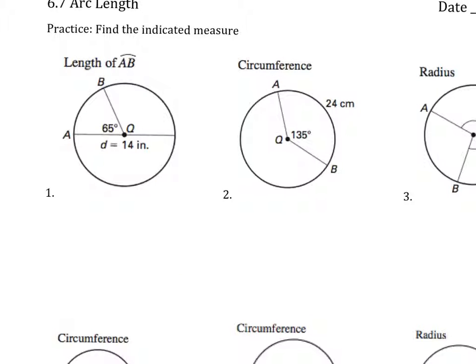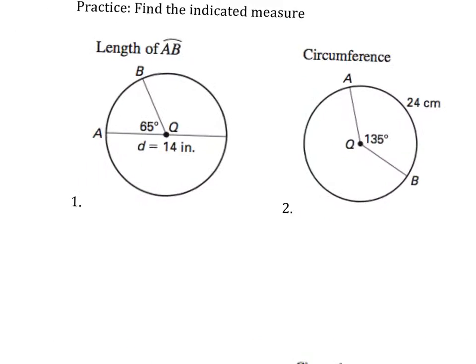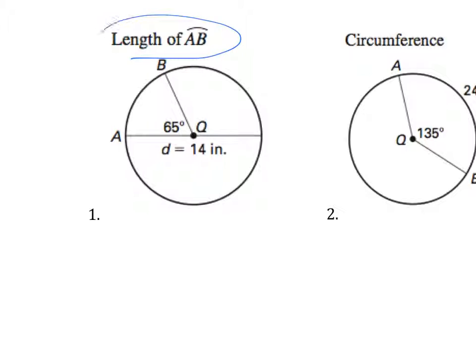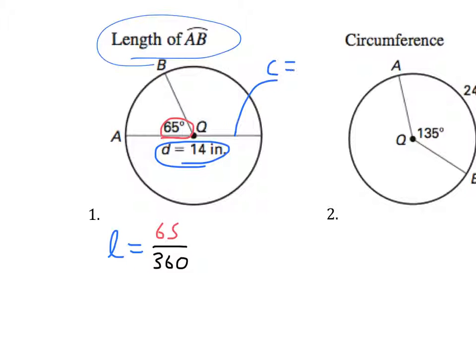Good. So looking at problem number 1, clearly we see that we are finding the length still. So I can have my L equals, and now we have our percent or our piece, so 65 over 360. And instead of using my radius, I'm going to use C equals pi d because the diameter is given. So in this case, I just multiply by pi and times by 14, or multiply by 14.